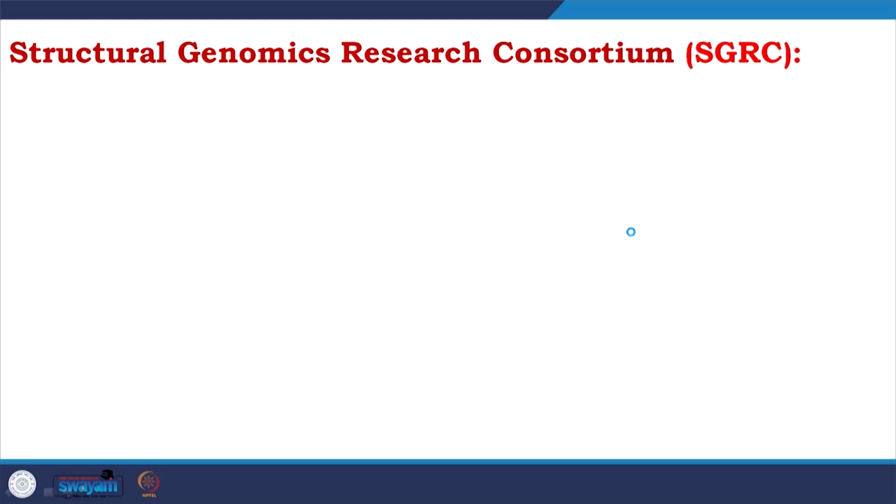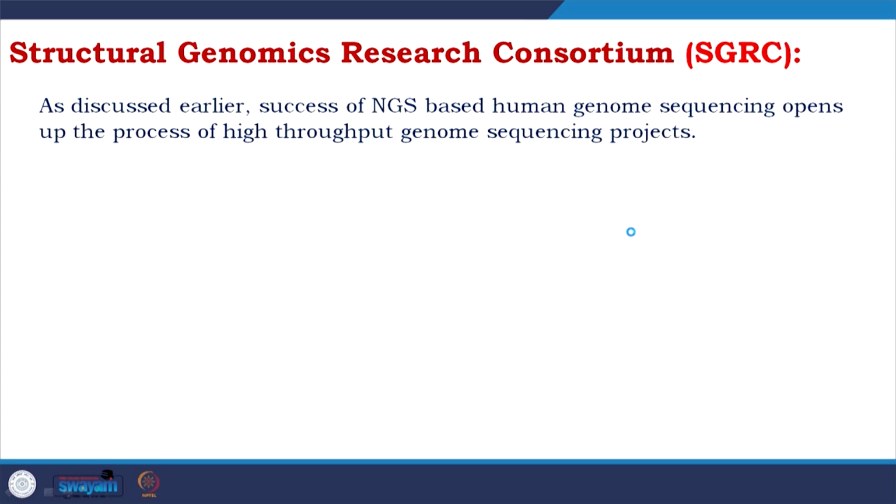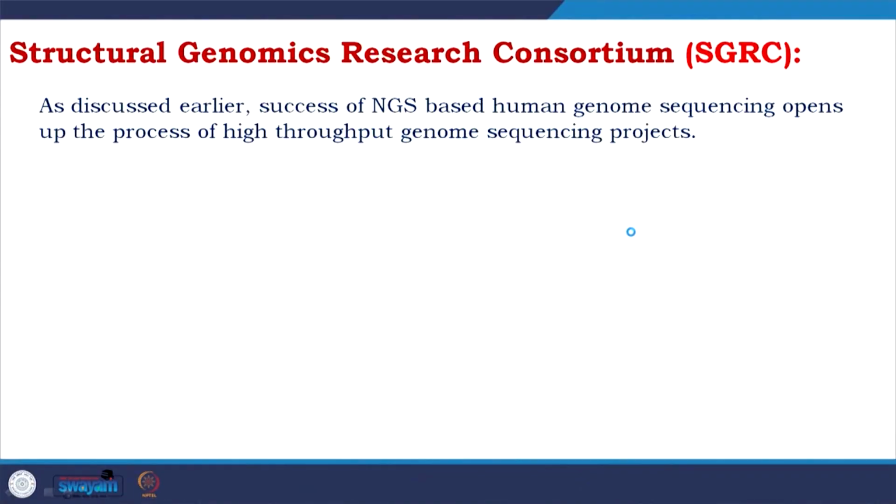Now, I will talk about a very interesting consortium. It is called the Structural Genomics Research Consortium. I talked about next generation sequencing, the technology which changed the spectrum of how biology is looked at. After the success of next generation sequencing, where they have done human genome sequencing, there was collaboration between good universities like MIT, Harvard, Stanford, Caltech and big companies like Applied Biosystems, Illumina. They are doing high throughput gene sequencing projects.